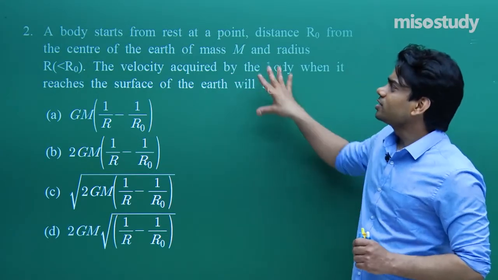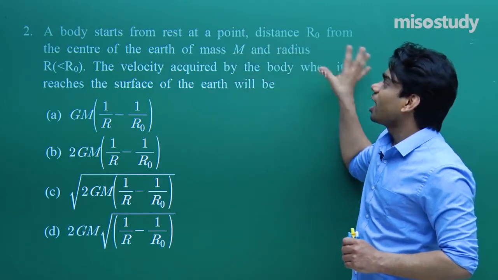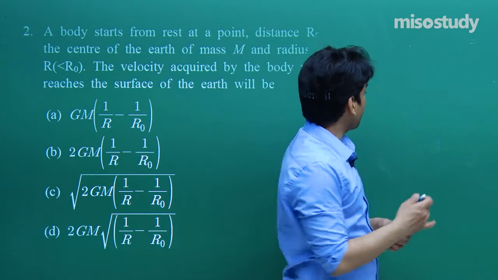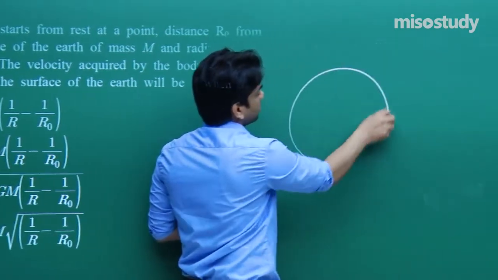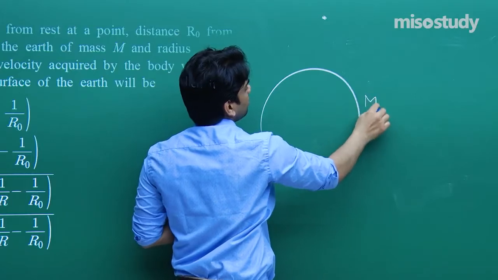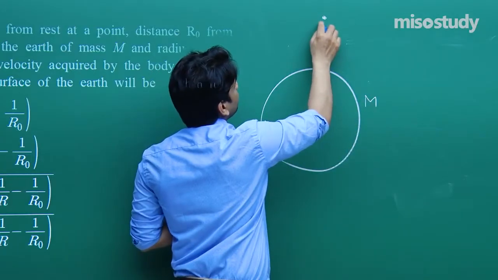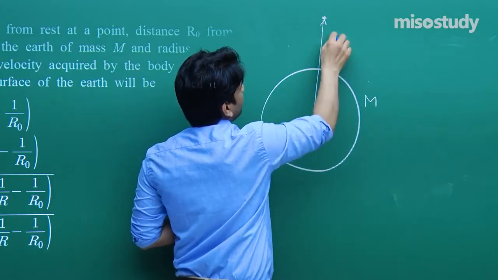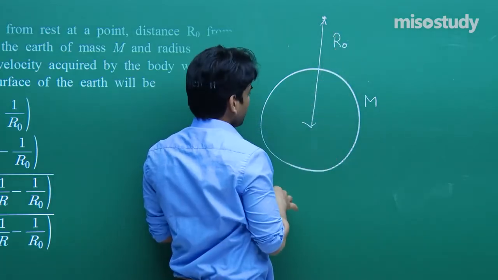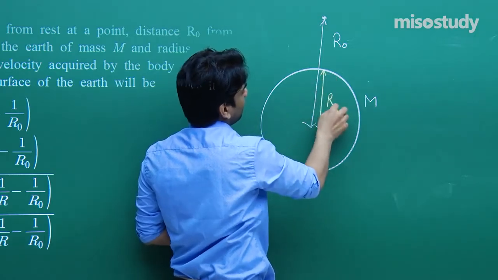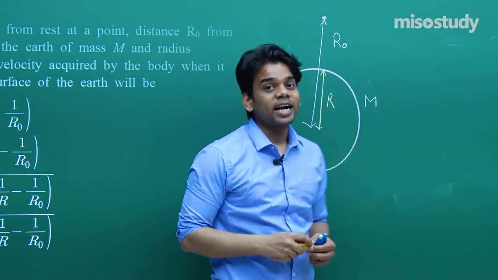It says that the body starts from rest at a point distance r0 from the center of the earth of mass m. So the starting point will be like this. This is earth, let's say the body starts from here. This is the mass of Earth, and this distance is given as r naught. The radius of Earth is given as r. This is what has been provided.